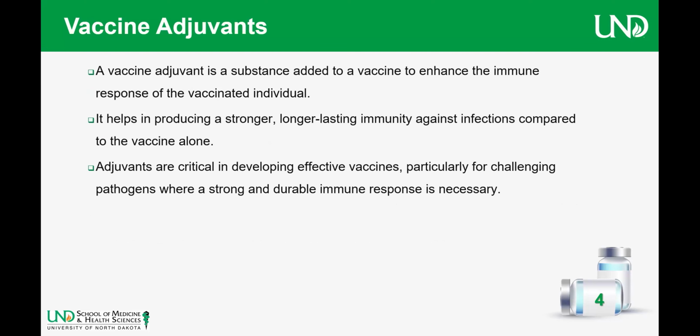So let's talk about what vaccine adjuvants are. A vaccine adjuvant is a substance added to a vaccine to enhance the immune response of the vaccinated individual. It helps in producing a stronger, longer-lasting immunity against infections compared to the vaccine alone. Adjuvants are critical in developing effective vaccines, particularly for challenging pathogens where a strong and durable immune response is very necessary.